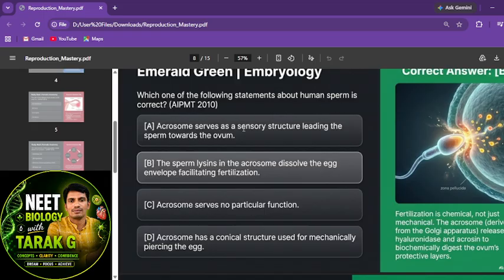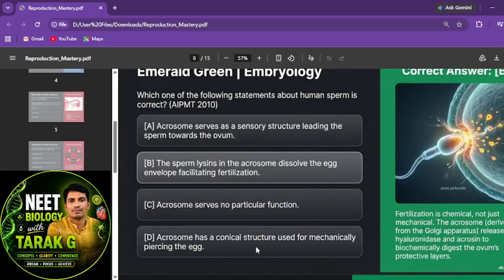Option A: the acrosome serves as a sensory structure leading the sperm towards the ovum. Wrong. That is anti-fertilizing; fertilizing is different. The sperm lysins in the acrosome, which we discussed previously, such as hyaluronidase, dissolve the egg envelope, facilitating fertilization. So this is exactly right. Acrosome serves no particular function: wrong. The acrosome has sperm lysins, a function is there. That's why C is wrong.